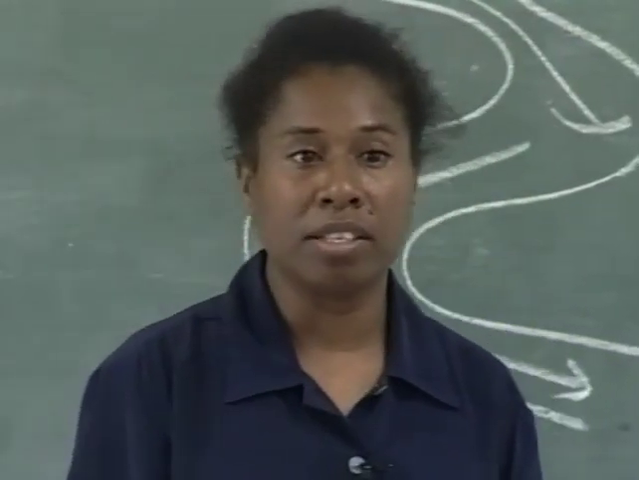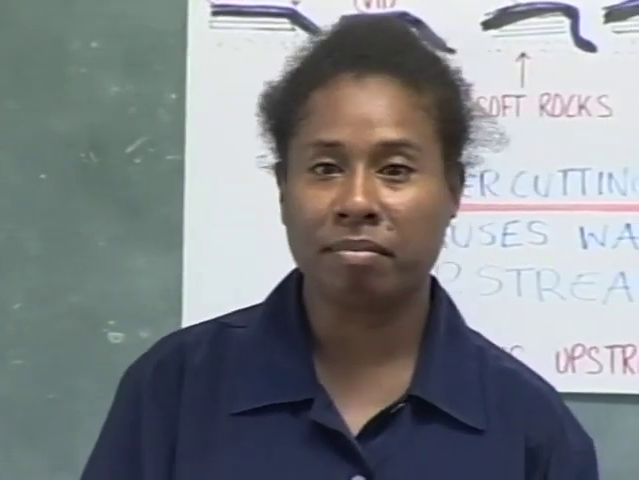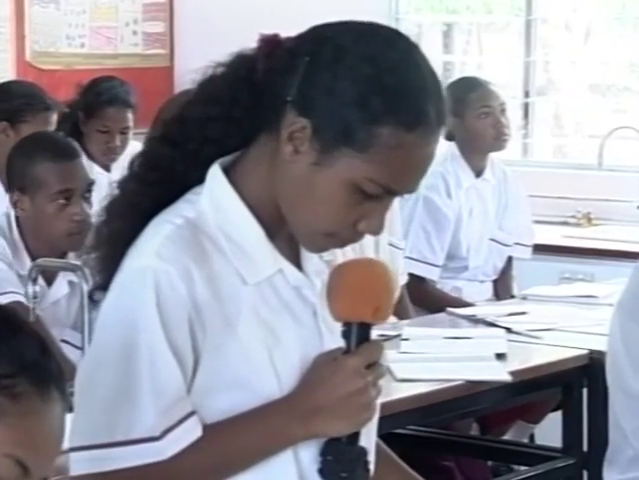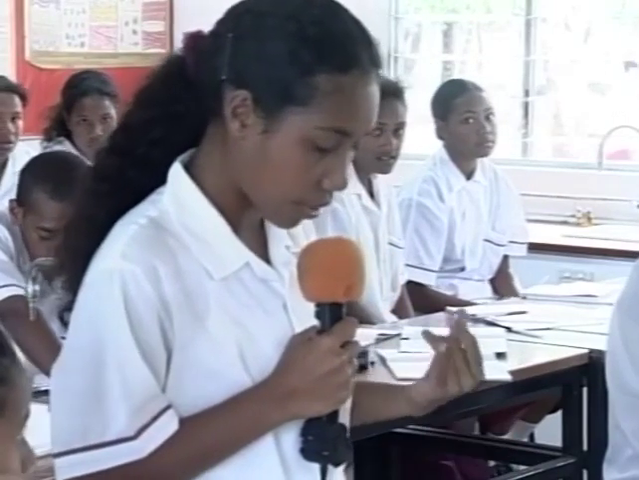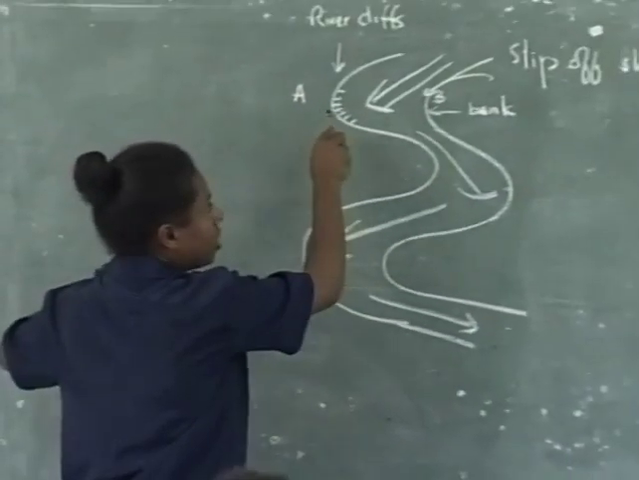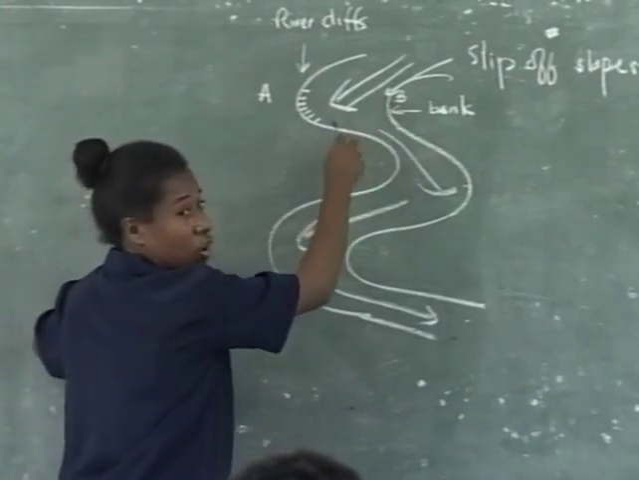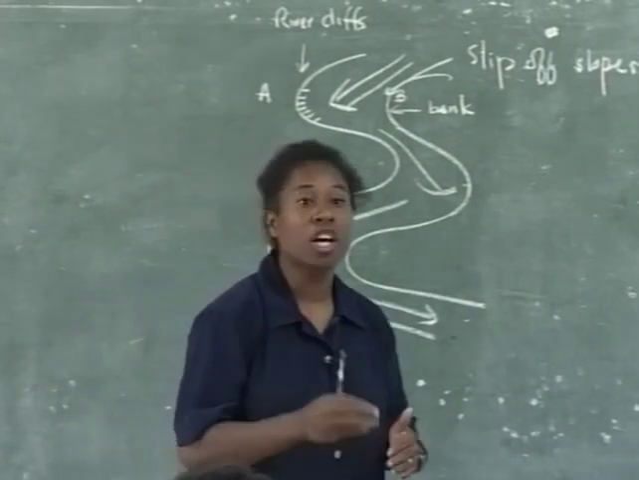What are concave banks? Ebony, what are concave banks? These are the bends where the river erodes that side more. Okay, not on each side of the river, because it could also mean either side here or there. So we are looking at least along the bend, on one bend where erosion is dominant.